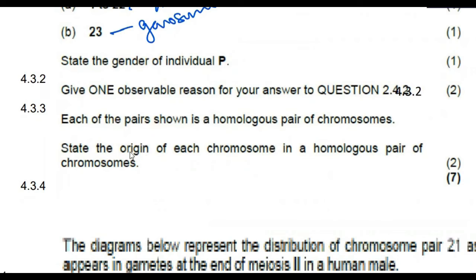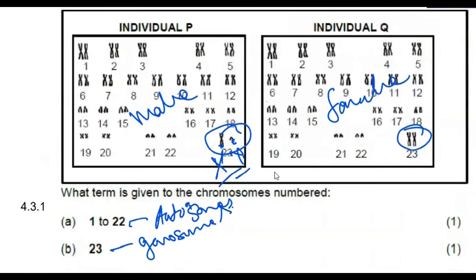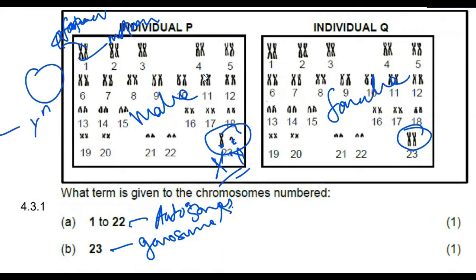State the origin of each chromosome in the homologous pair of chromosomes. So here, where do they come from? They are two. These pairs, one is coming from the father, and one is coming from the mother. That's why there are two. That's why we say that when the sperm comes, it is haploid, and then fuses with the ovum, which is haploid. So one chromosome, another chromosome, when they combine, you form the pair. So one comes from the father, one comes from the mother, and then you form a diploid zygote.